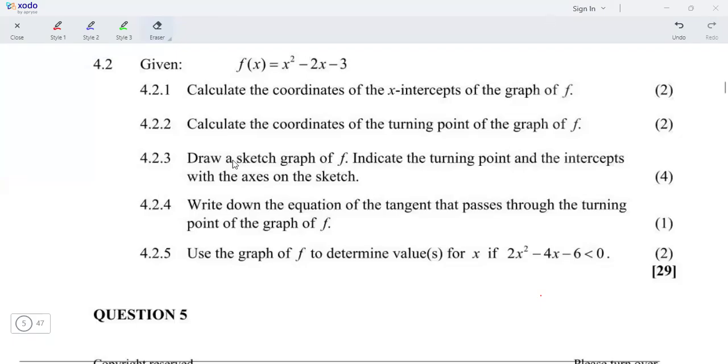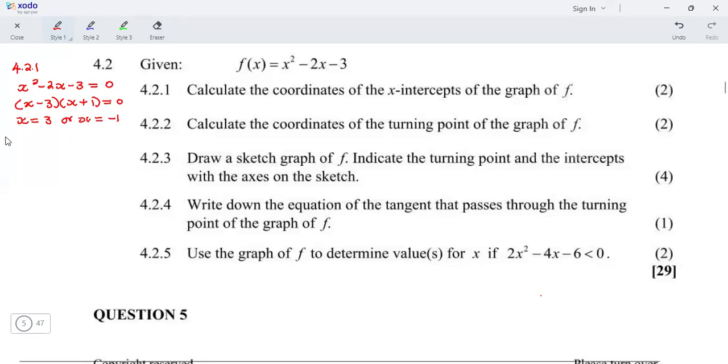Let's look at this question here, where we are required to sketch the parabola function. So we're doing 4.2.1. It says calculate the coordinates of the x-intercept of the graph of f. So we're going to take our equation, x squared minus 2x minus 3, and we're going to equate it to 0. Now let's factorize. We're going to have (x minus 3)(x plus 1) is equal to 0. So this gives us x is equal to 3, or x is equal to -1.